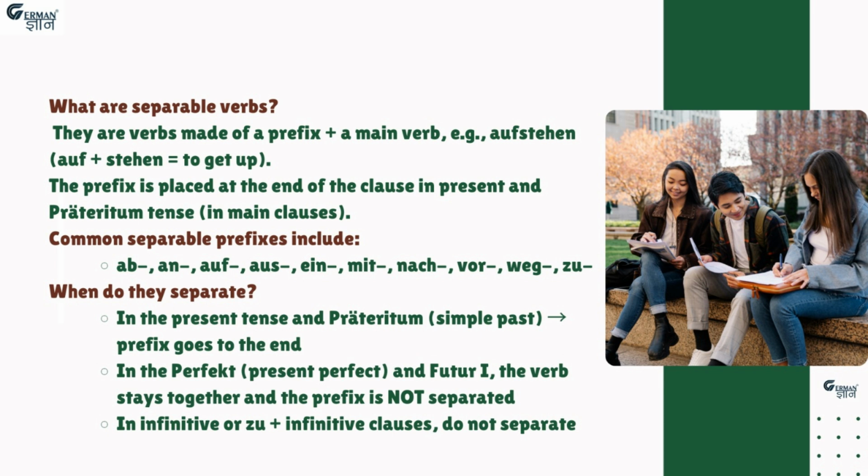Now some of the common separable prefixes are ab, an, auf, aus, ein, mit, nach, vor, weg, zu. And the third question is, when do they separate? They get separated in the present tense and in the Präteritum tense, where the prefix goes at the end of the sentence. In the perfect tense or in future one, the verb stays together and the prefix is not separated. And in the infinitive or zu plus infinitive clauses, again they do not get separated.